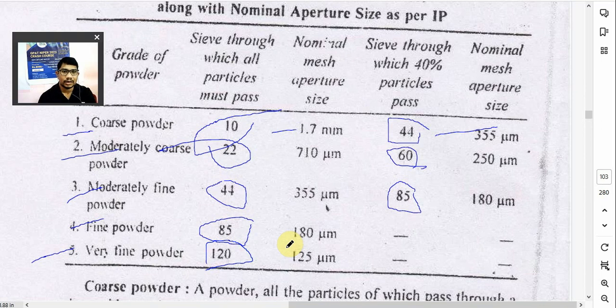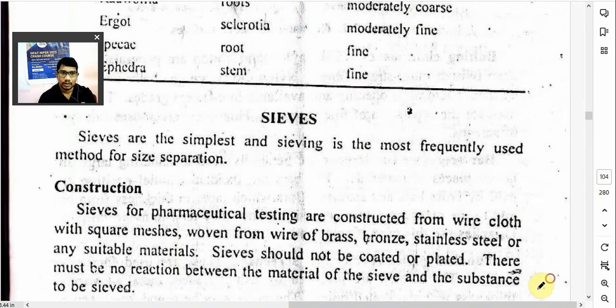Then ultrafine means, superfine means all particles must pass through a sieve made from 10 micron. And ultrafine means particles must pass through a sieve made from 5 micron. ये table मैंने बोला. What do you mean by sieves?